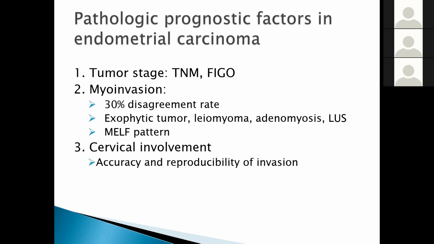This is maybe a little bit more than what you guys need to know, at least the first years. But myoinvasion is not that easy to assess because there is no line between the endometrium and myometrium. It's not like there's a basement membrane or something. And it's very irregular. So expect significant disagreement, 30%, between 2 pathologists.